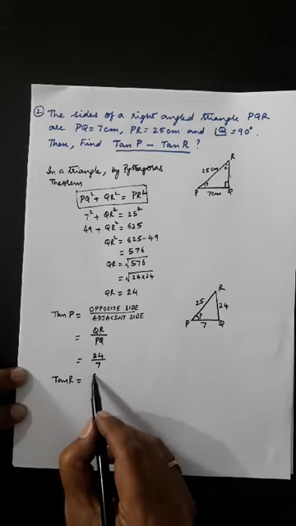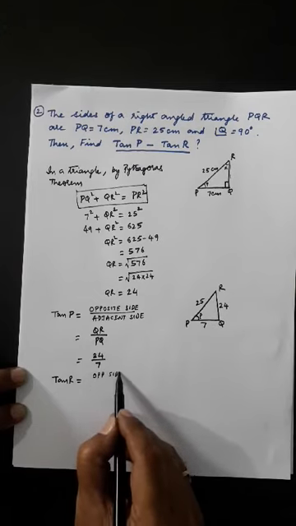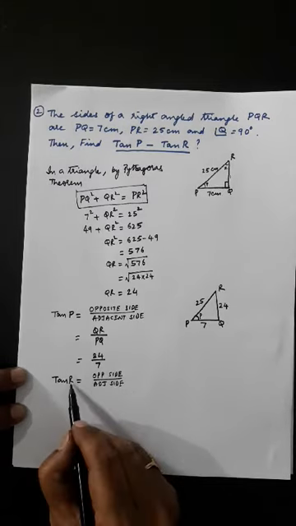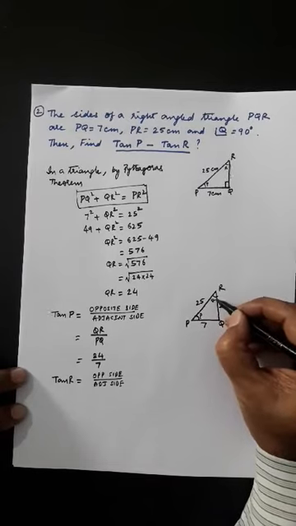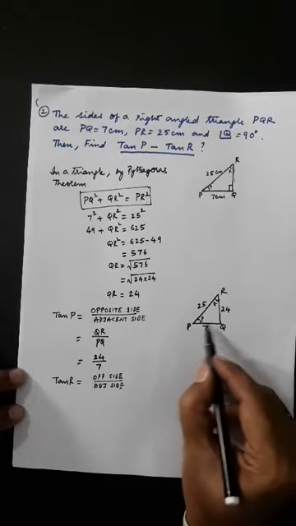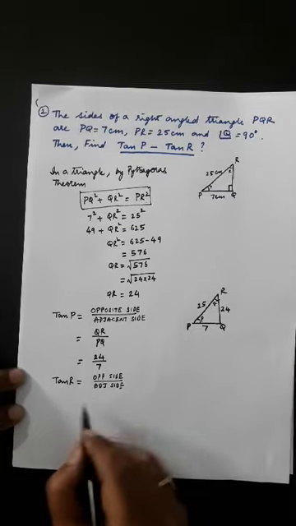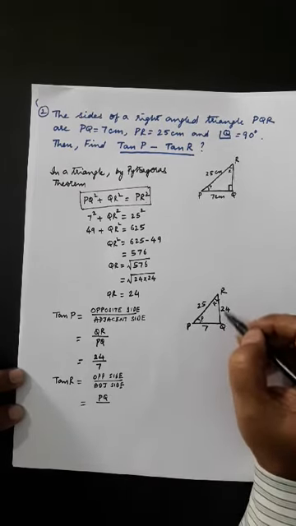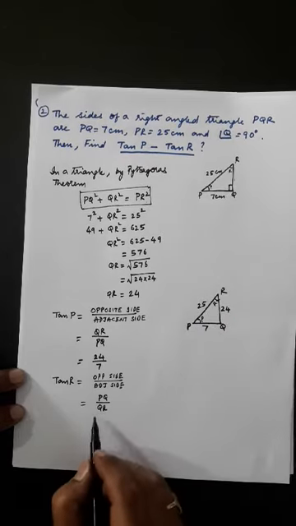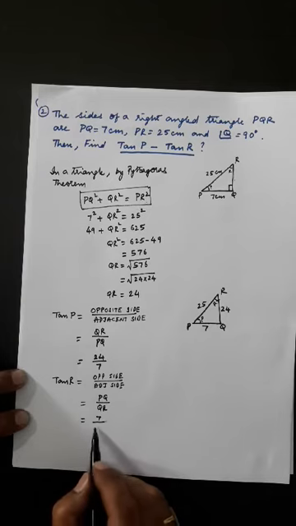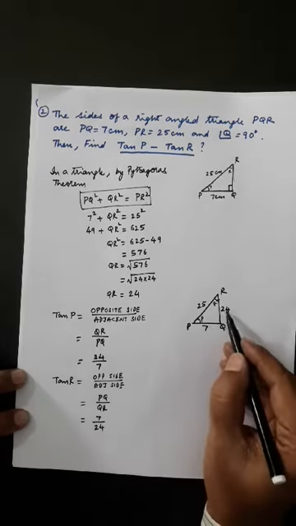Tan R is again the same thing, opposite side by adjacent side, but now it is for R. So R is here. What is the opposite side for R? PQ. So PQ divided by the adjacent side, which is QR. So we got PQ is 7 divided by 24. QR is 24. 7 by 24.